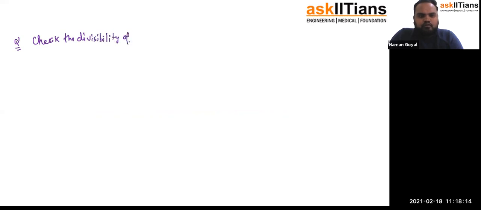Okay, question is, check the divisibility of 21436587 by 9. What we have to do, we have to check that number is divisible by 9 or not.